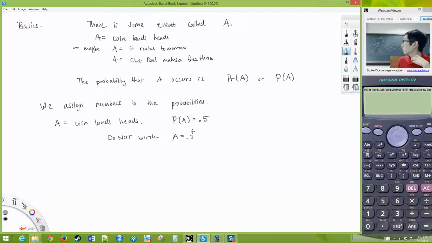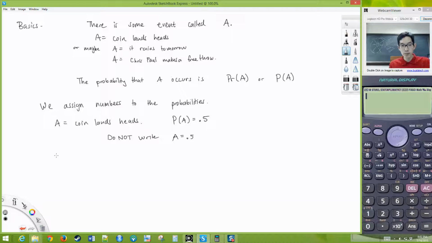Is the distinction here clear? Because A is the coin lands heads. It is not a number. It is not 0.5. However, the probability that the coin lands heads is 0.5. I hope that's clear to everybody, that we only assign numbers to the probability, not to the event itself. The event is the event.